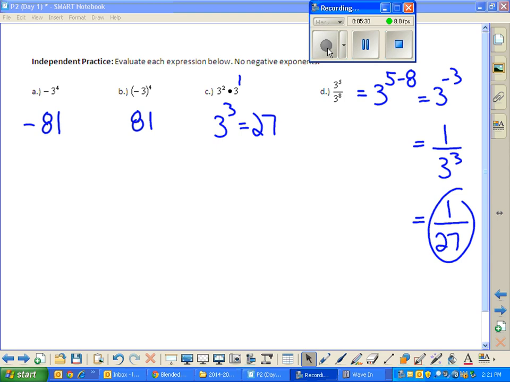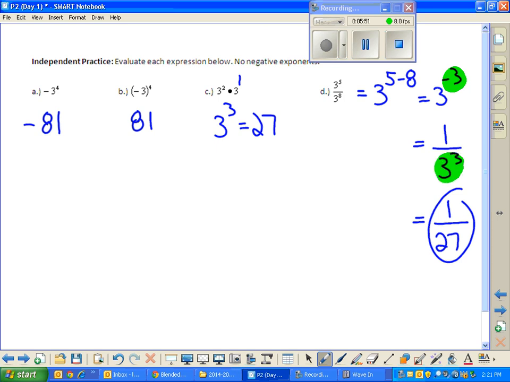For part C, I just used my power of product rule, so 2 plus 1 gives me 3 for the exponents, and then 3 to the third is 27. Part D, quotient of powers, you just do 5 minus 8, and then you're like, oh no! You have 3 to the negative third, so you have to move that to the bottom of your fraction to make that 3 positive, and then you'll see that we put that placeholder of 1 there, and then you could simplify it to be 1 over 27. So hopefully that helps you with the warm-up a little bit.